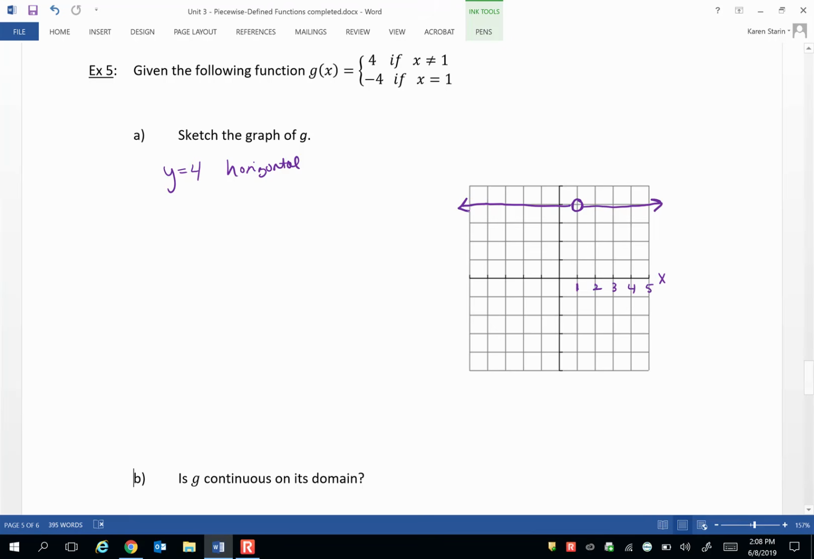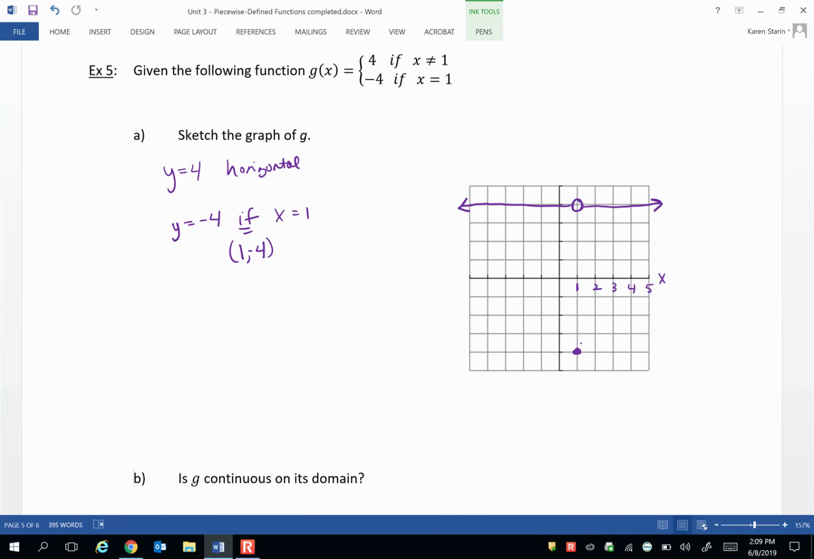Then the other piece, well, it says y equals negative 4 if x equals 1. So I just have the point (1, negative 4), and I'll designate that with a filled in circle. So that is the complete picture of the graph of g of x here.